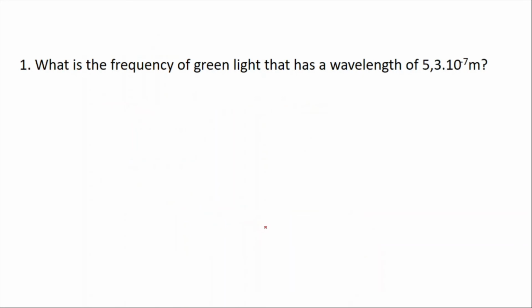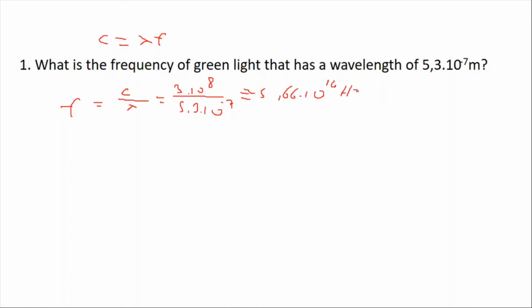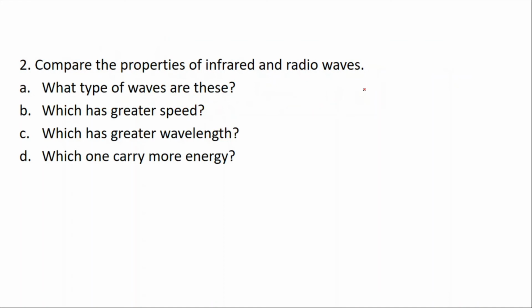Let's look at some examples. The first one: what is the frequency of green light that has a wavelength of 5.3 times 10 to the negative 7 meters? It asks for the frequency. We know that f is equal to c over lambda, from our formula. Remember, I told you that c is equal to lambda f. So here the speed of light, 3 times 10 to the 8, divided by 5.3 times 10 to the negative 7, will give us approximately 5.66 times 10 to the 14 hertz.